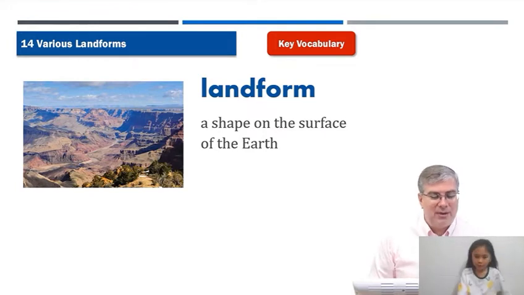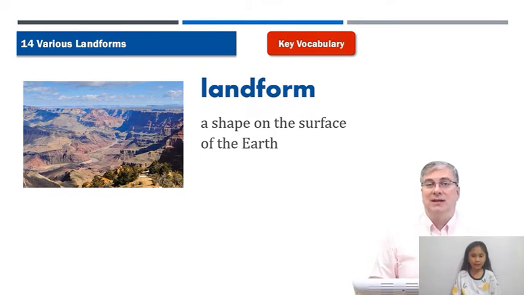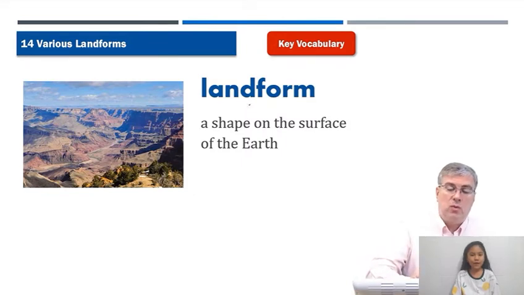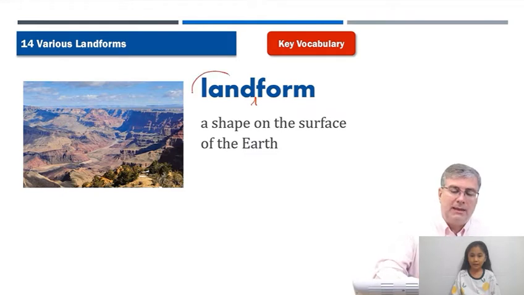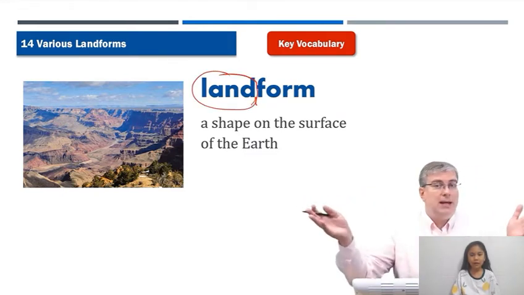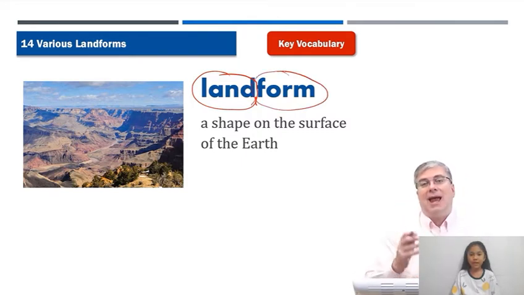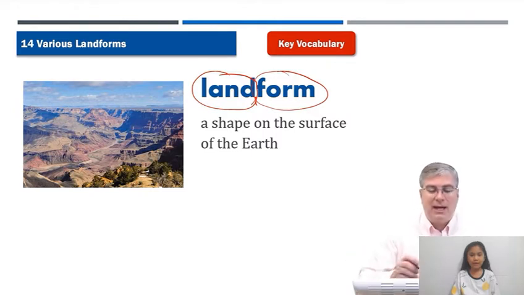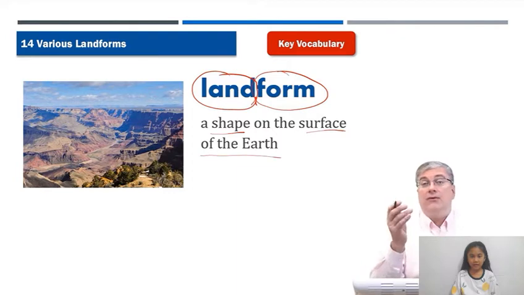Let's start with the vocabulary part here. We have the word landform. I mentioned that in the introduction of this lesson. What's a landform? Well, it has two words combined to make one. We know what land is. Land, of course, is the earth. Look around, you see the land. Form, of course, means shape. So the land has many different shapes, right? It's a shape on the surface of the earth.